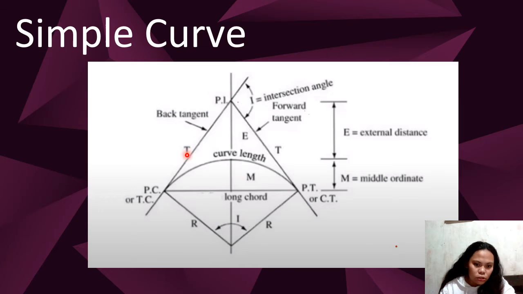Tapos meron siyang T, which stands for the tangent distance. Then, ang intersection naman ng back tangent tsaka ng forward tangent is the point of intersection. Then, we have here the intersection angle. Tapos, ang line from PC to PT is called the long chord. Then, we have here the external distance, which is the length from the PI to the midspan of the curve, hanggang dito. Then, the middle ordinate is the distance from the mid length of the curve papunta sa long chord hanggang dito.